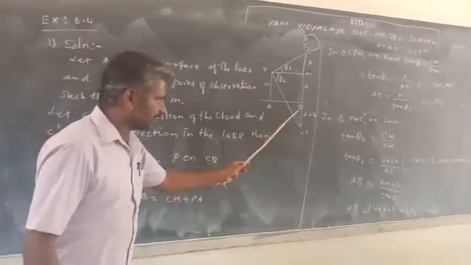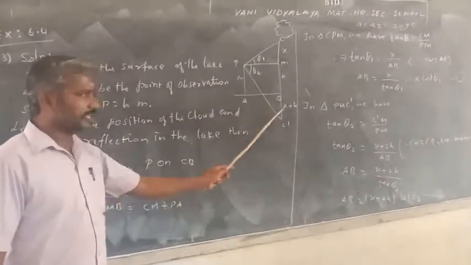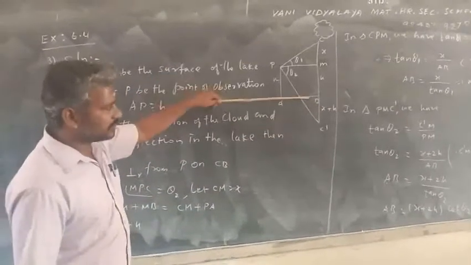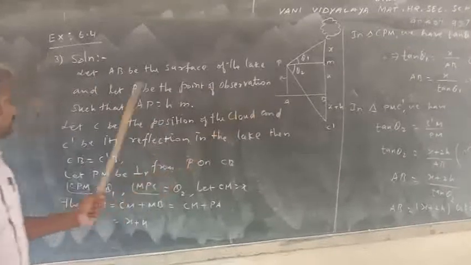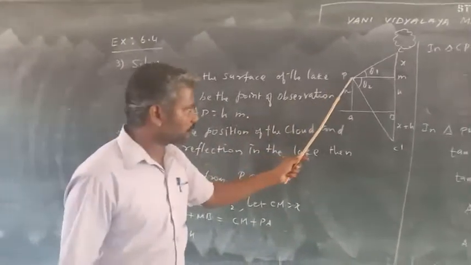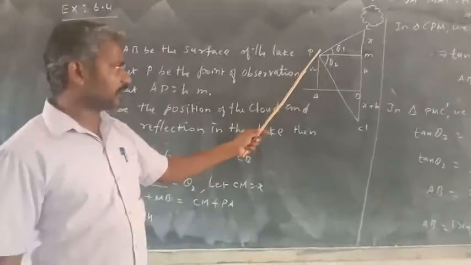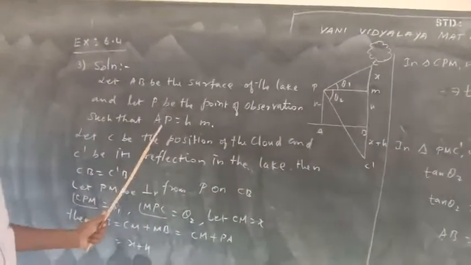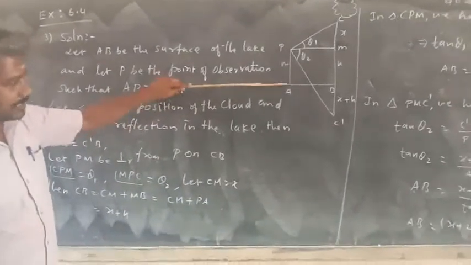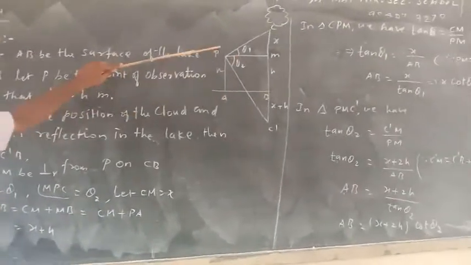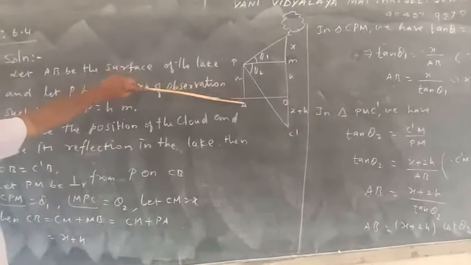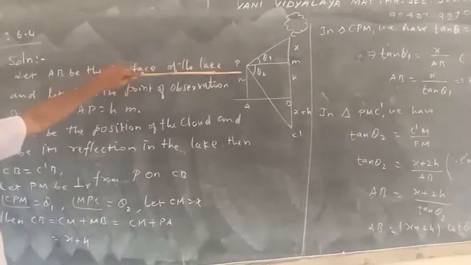So this is AB, the surface of the lake. This is above the lake, this is below the lake. Let P be the point of observation such that AP equals H meters. At ground level, this is the surface and this is the point of observation, so the distance between the surface and the point of observation is H.